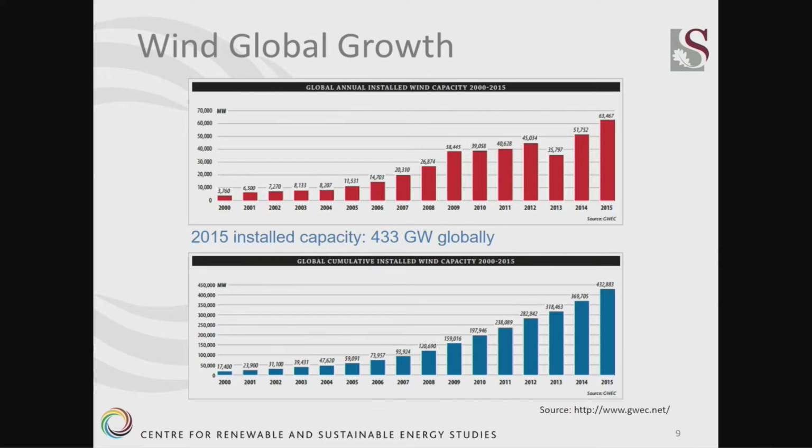The wind power industry has experienced continuous growth, with the global annual installed wind capacity increasing each year, with the exception of 2013. It reached a total installed capacity of over 422 gigawatt globally, and is expected to grow even more.